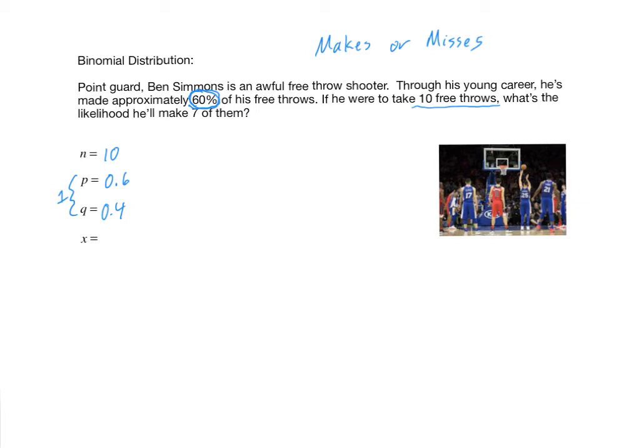Then finally, x represents the number of successes. And he's doing 10 trials. We want there to be 7 successes. What's the likelihood he'll make 7 of them?